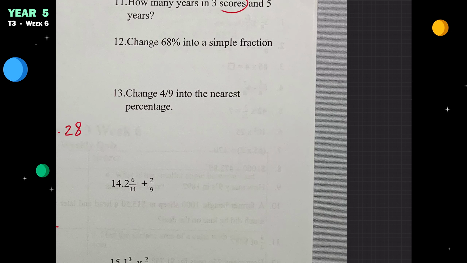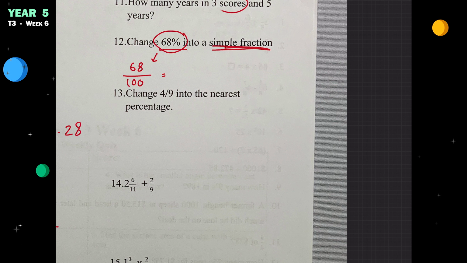Change 68% into a simple fraction. So we want to change percentage to fraction. Now remember, the way we turn a percentage into a fraction is we put it over 100. That's all we gotta do. We turn it back into a fraction. And then they want a simple fraction, so this answer is not correct until you simplify it.